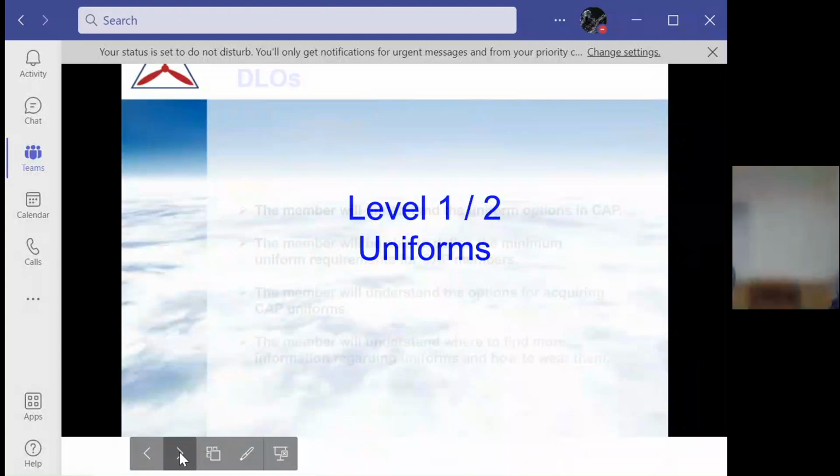Finally. Identify uniform variations that cadets may wear which are not allowed for wear by senior members, and uniforms that senior members may wear which are not allowed for wear. Also common transitions.